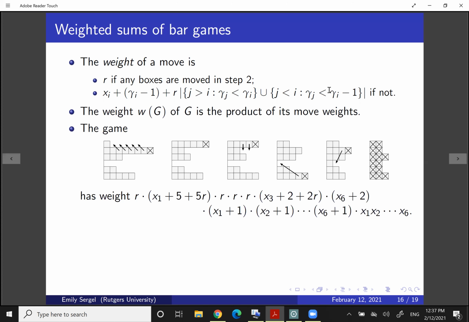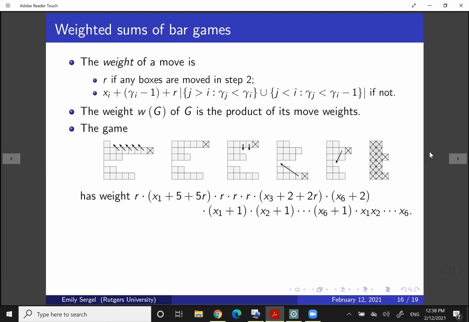So for that game that we played, this first move included sliding around some boxes, so I just get an R. Then I had this sort of trivial move where I just deleted the box, and that gives me a linear factor. I deleted it from row 1, so there's an X1. Then I had 3 more moves that all get weight R because there's some sliding of boxes. And now for this last bit, these 2 boxes that are sticking out the most, they're in row 3 and row 6. So I get an X2 and an X6. And then I have 1 through 6. That's these X1 through X6s. And another 1 through 6. That's these X1 through X6s.